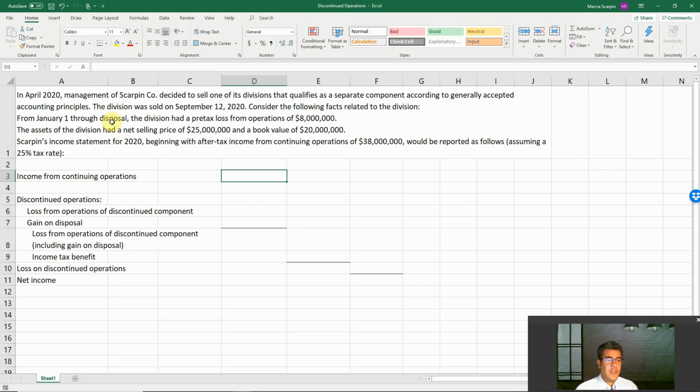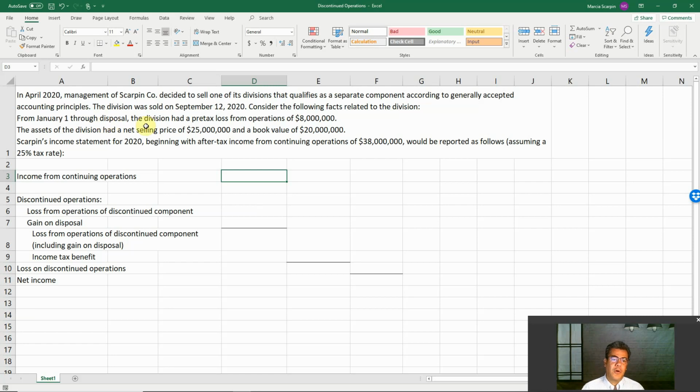So in April 2020, April because my birthday is in April, management of Scarpin Corporation, my fake company, decided to sell one of its divisions that qualifies as a separate component according to generally accepted accounting principles. So it is material. Okay, so we need to report it. The division was sold on September 12, 2020. That is the day that I am recording this video. Consider the following facts related to the division.